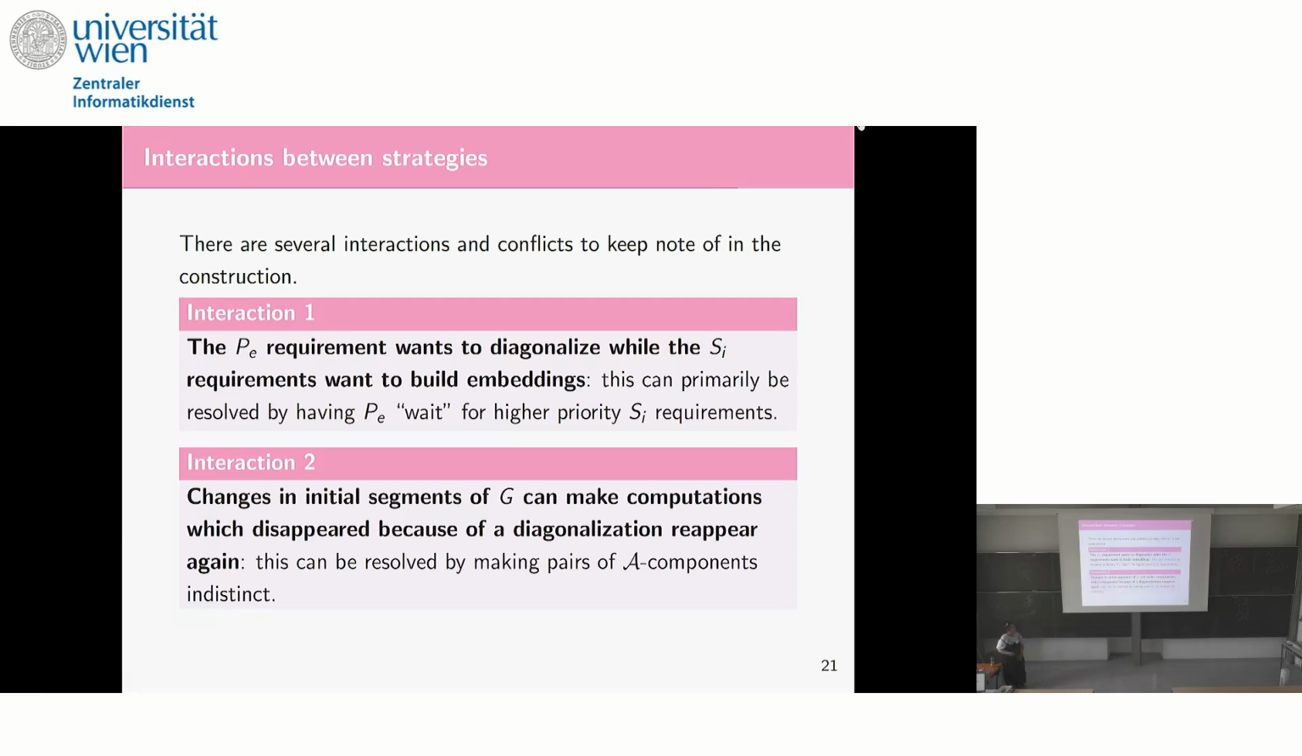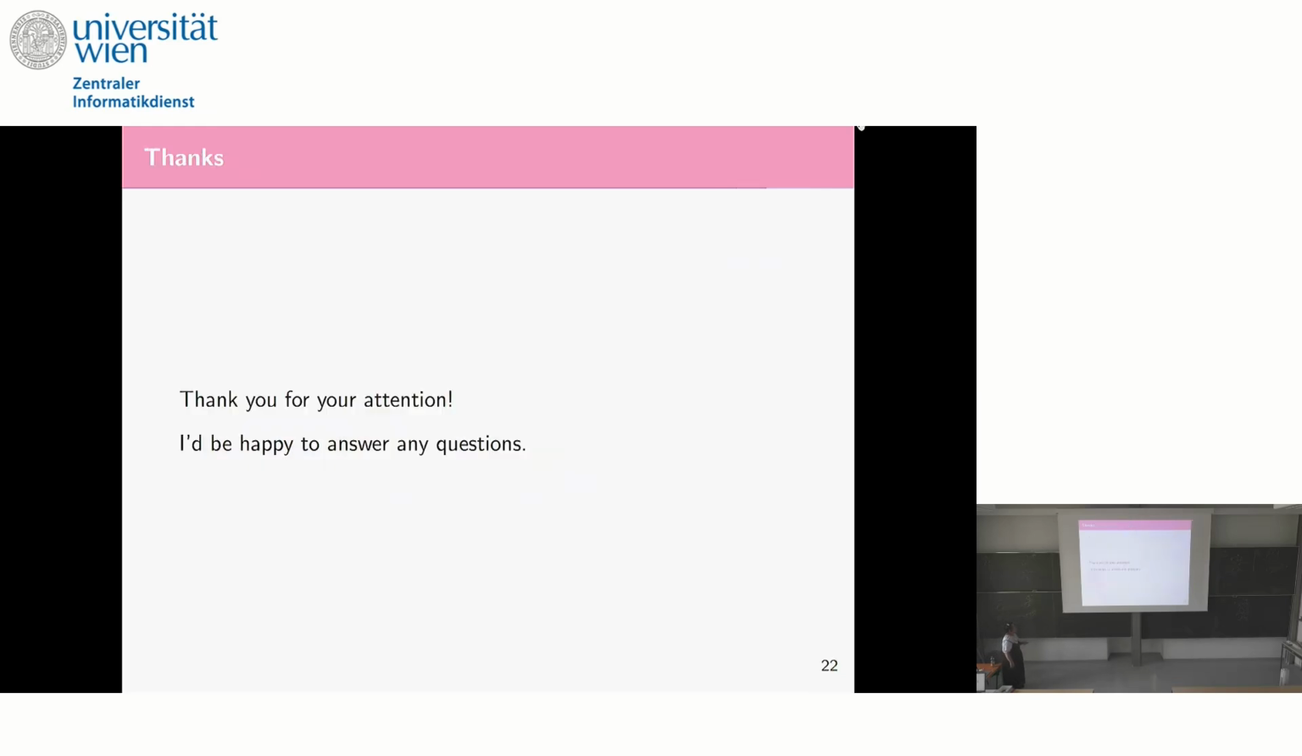Okay. So those are the two main interactions that happen in the priority construction, and as long as you can solve those, you can just build the graph and the one generic G. So that's pretty much it. Sorry it's a shorter talk, but thanks for your attention, and I'd be happy to answer any questions.